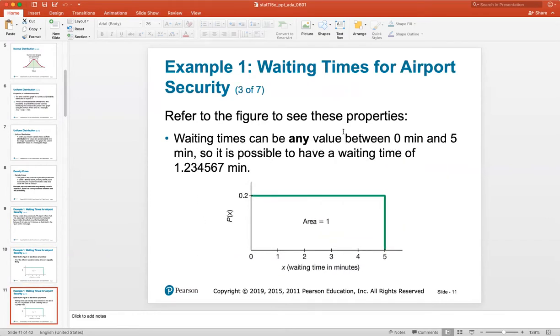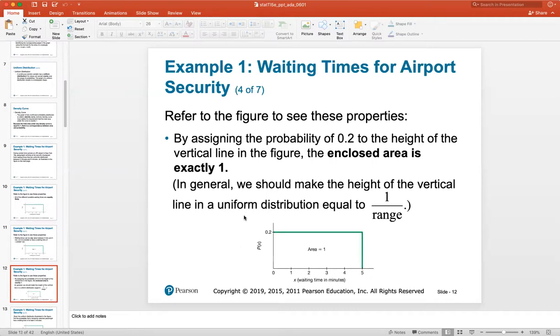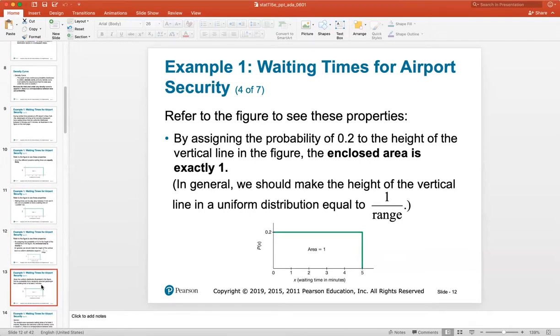Refer to the figure to see these properties. Waiting times can be any value between 0 minutes and 5 minutes, so it's possible to have a waiting time of 1.23456 minutes. This emphasizes that we're dealing with continuous real numbers, a continuous random variable. By assigning the probability 0.2 to the height of the vertical line in the figure, the enclosed area is exactly 1. Otherwise, we're not going to get 1. So in general, we should make the height of the vertical line in a uniform distribution equal to 1 over the range. Here the range is 0 to 5, which is 5 minus 0, which is 5. That's why 0.2 was set.